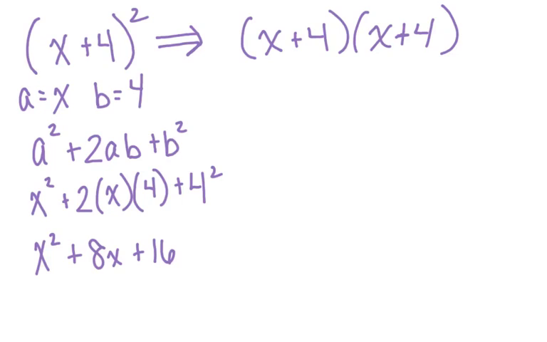I've also had some people reach out saying, why can't I just multiply x times 4 and then times it by 2? That's exactly what this 2ab is saying. So if that works for you, you're more than welcome to do it. That's actually how I do it. I multiply x times 4 and then multiply that by 2. So let's look at doing another example.